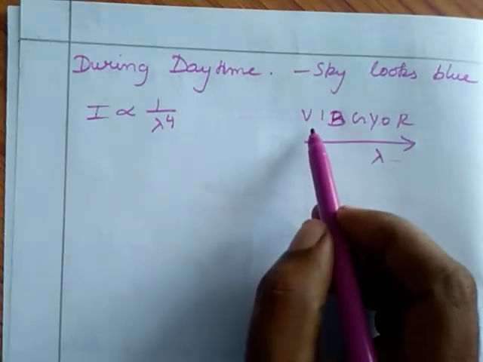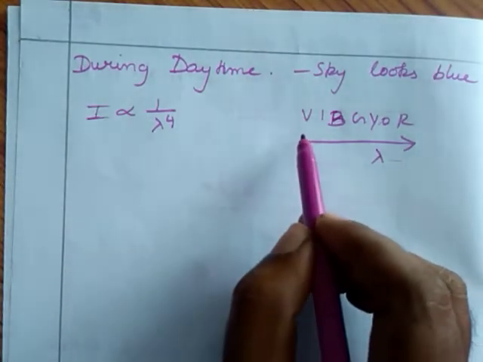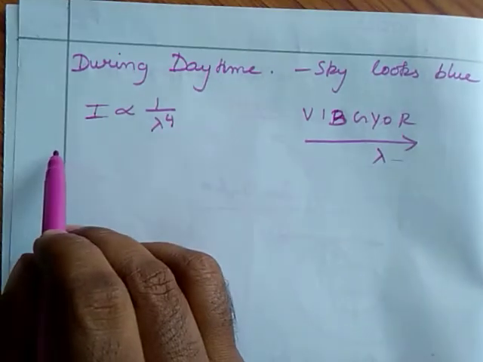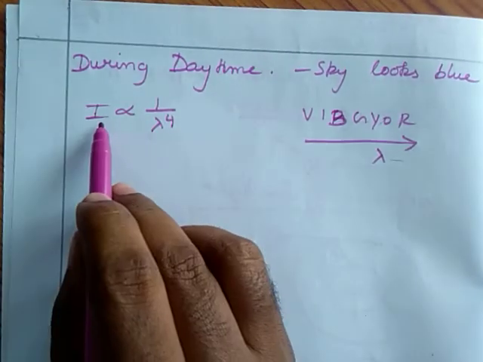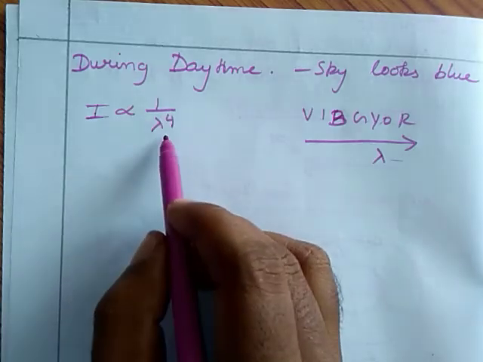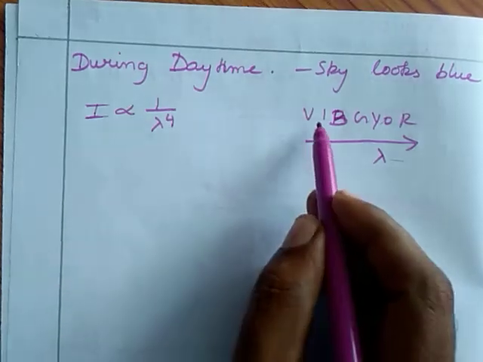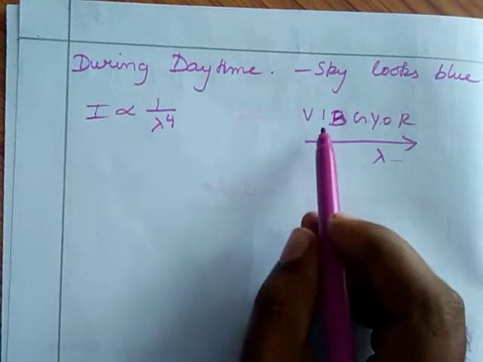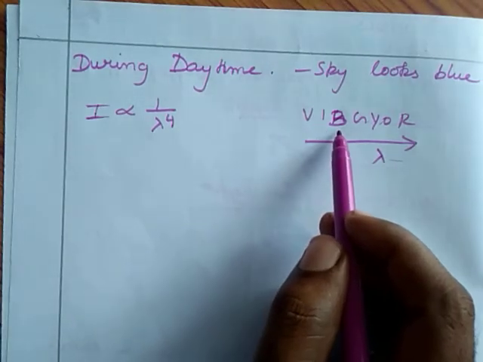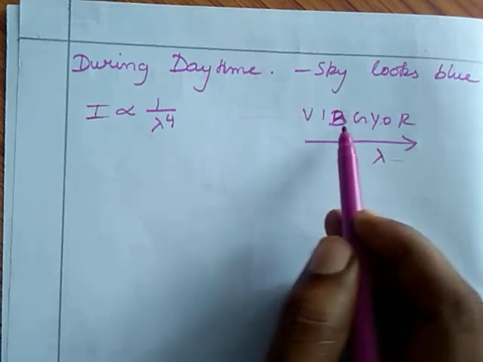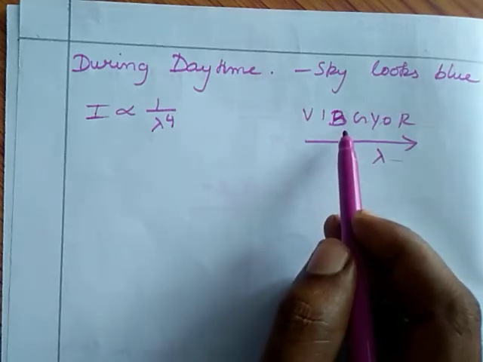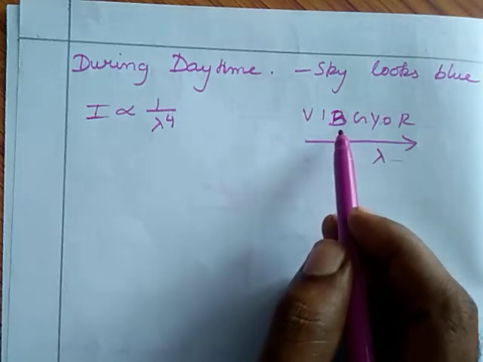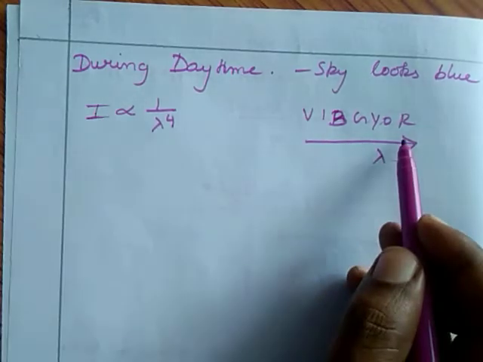Here violet has the shortest wavelength, so it is scattered more. The intensity of scattering is inversely proportional to the fourth power of the wavelength. If wavelength is less, the amount of scattering is more. But our eyes are only sensitive to blue. The next color to violet is blue, so blue color will be scattered more compared with the red.